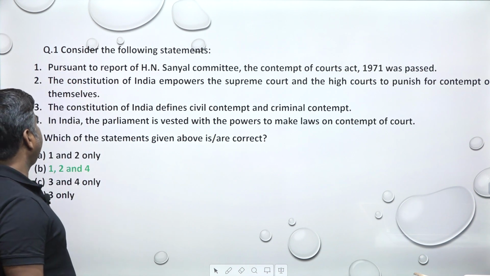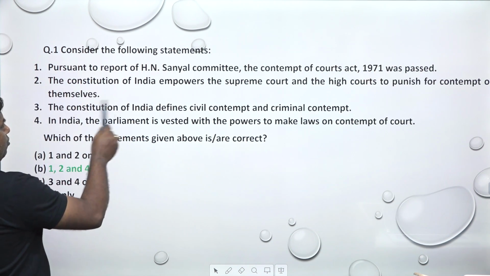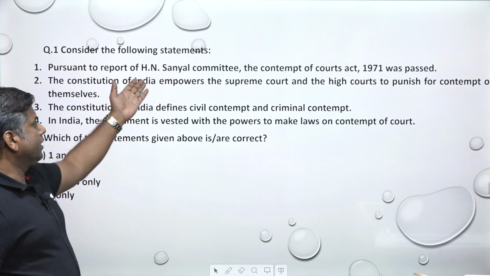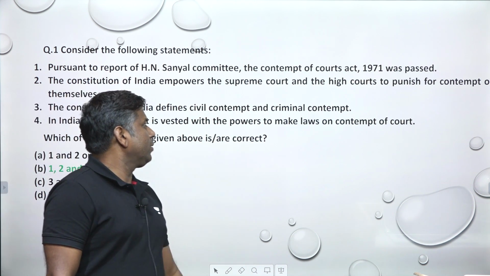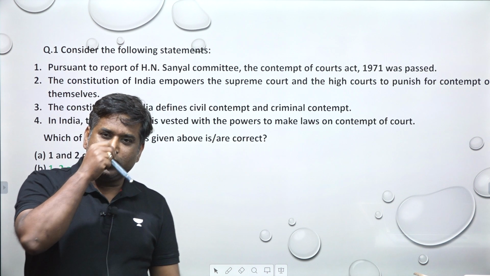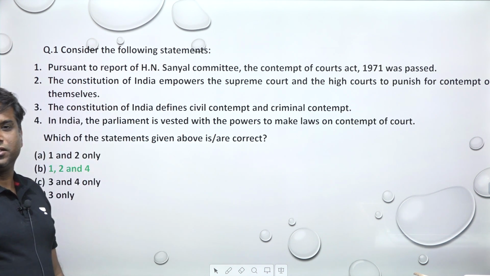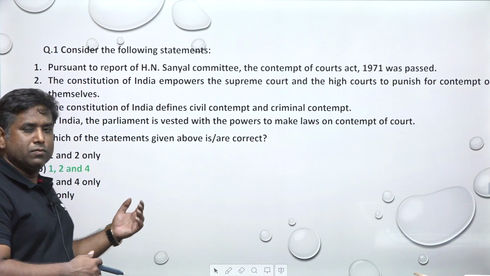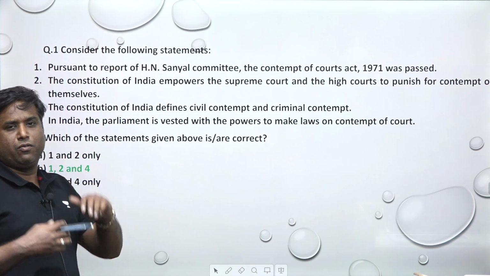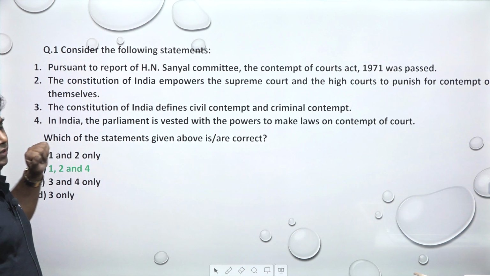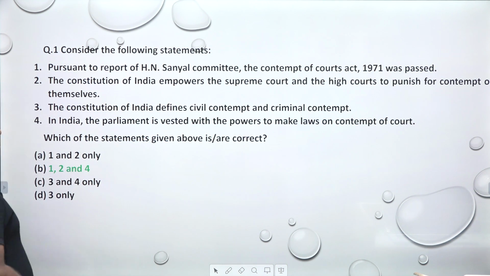Now, question number 1. Pursuant to the report of the H.N. Sanyal Committee 1961, the Contempt of Court Act 1971 was established. So, actually this committee was established in 1961. Few of you may not know this. Now, come to the second statement.